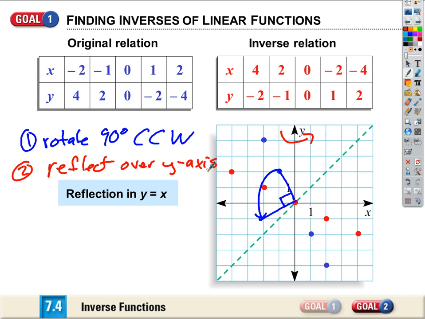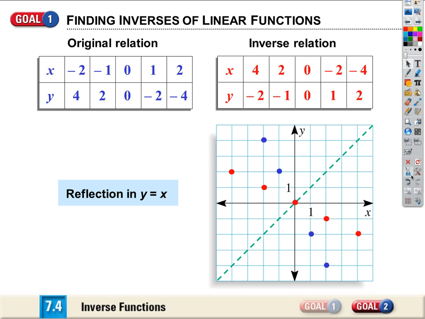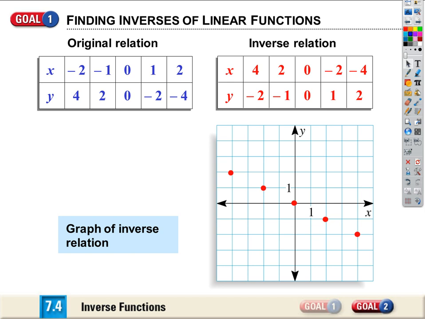Those two steps are actually easier to do than that one reflection over the diagonal line. So once again, rotate everything 90 degrees counterclockwise, and then reflect everything over the y-axis. Okay? We'll look at that in a little bit. We'll see how that works. It's really pretty easy to do. Okay, so there's our graph of the inverse.